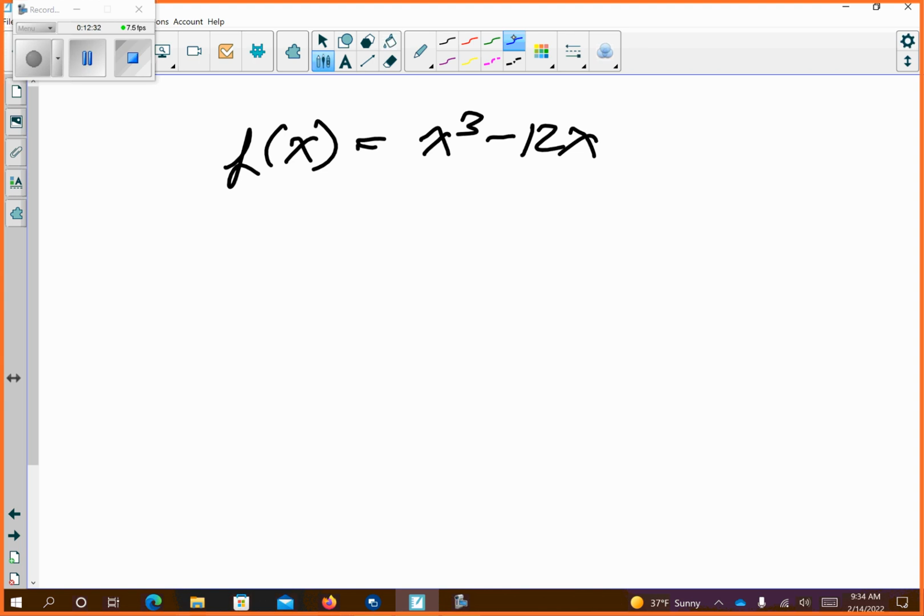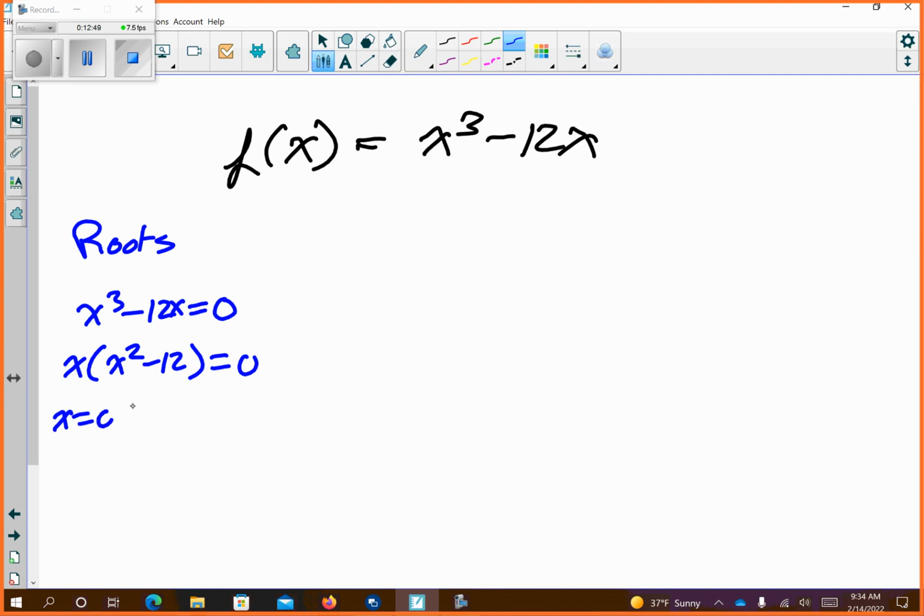I could think about the roots. That would be where x to the third minus 12x is equal to 0. You could use Desmos on this, or you could say, I kind of remember I have a greatest common factor I could factor out. This would tell me that x is equal to 0, and then I have x squared minus 12 equals 0. Add 12 to both sides, and then root. If we do the square root of both sides, we have to remember what key feature? Plus or minus, thank you.